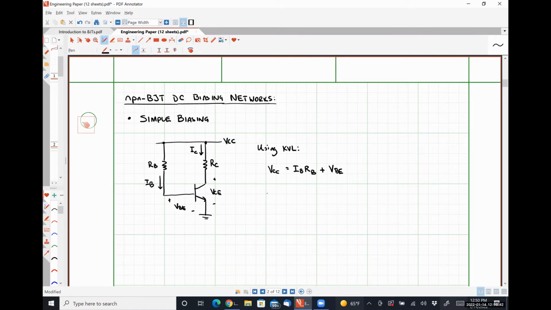Our base current IB must then be VCC minus VBE divided by RB, and our collector current IC is then simply beta times VCC minus VBE over RB.